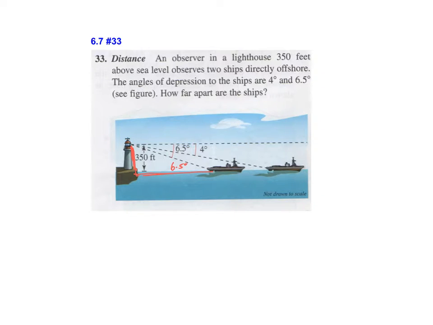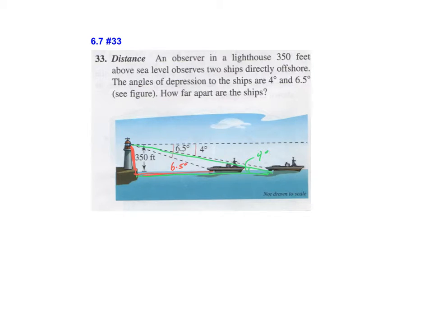And then I'm going to draw in a second right triangle. I'll make this one green, going to the second ship. So the hypotenuse goes to the second ship. And then I'm also going to transfer this angle of depression, 4 degrees, into the bottom right corner of that triangle. So now we need to figure out the distance between the two ships.